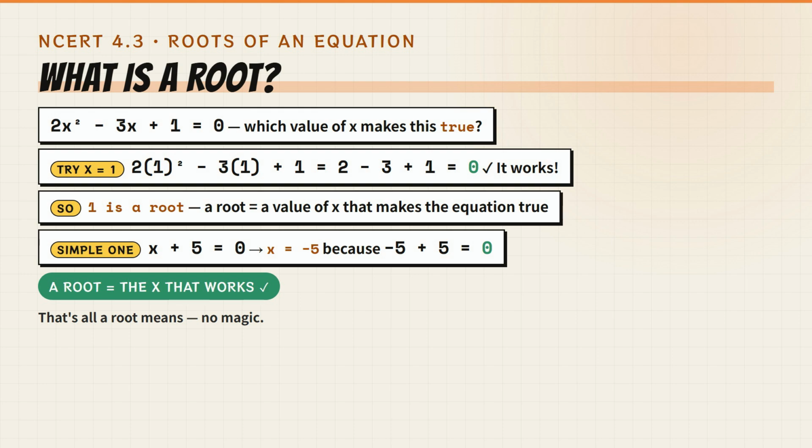Here's an even simpler example. x plus 5 equals 0. Which number makes it true? Minus 5. Because minus 5 plus 5 equals 0.